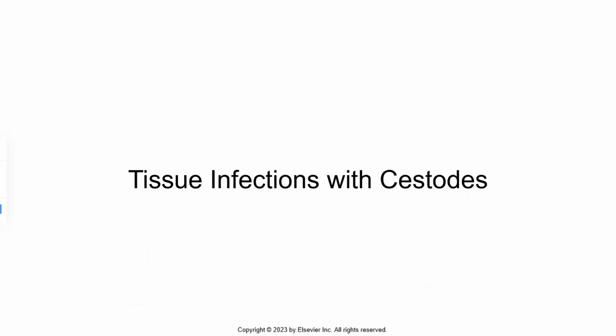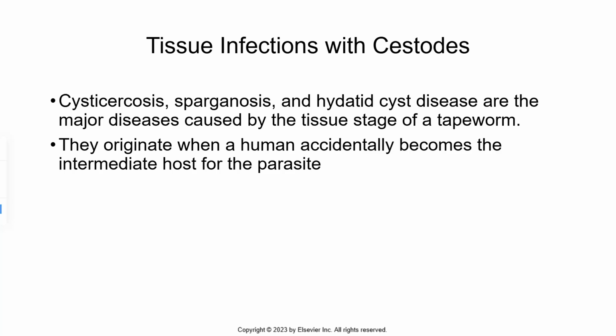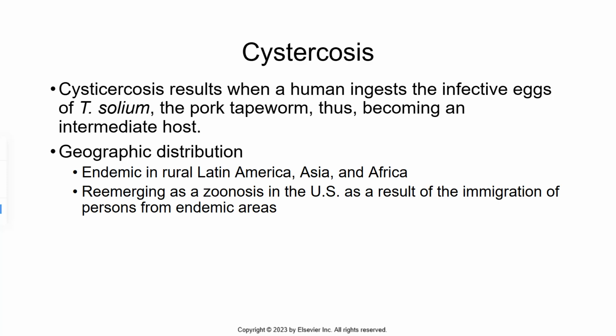Tissue infections with cestodes. So cysticercosis, sparganosis, and hydatid cyst diseases are the major diseases caused by the tissue stage of a tapeworm. They originate when a human accidentally becomes the intermediate host for the parasite. Cysticercosis results when a human ingests the infective eggs of T. solium, the pork tapeworm, thus becoming an intermediate host.